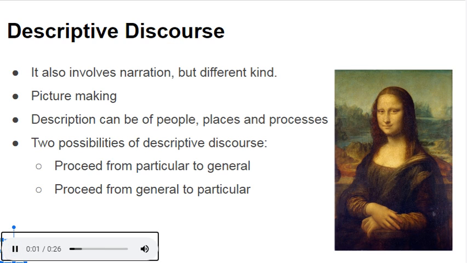Third point will be descriptive discourse. This also involves narration, but in a picture making way, where the writer is describing either a person, a place or a process. Let's take an example. I hope you can see the picture in the slide. Now either you can describe her smile first and then the whole painting, or you can describe the painting first and then come to her smile.